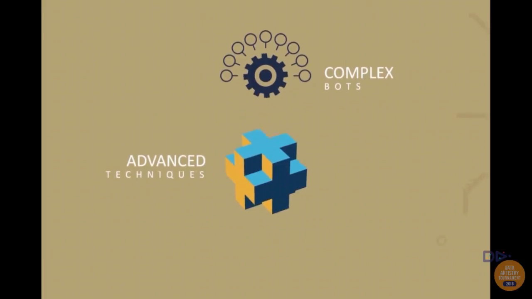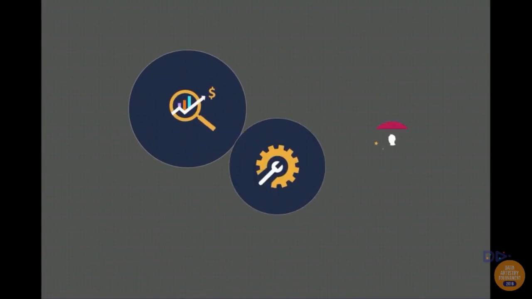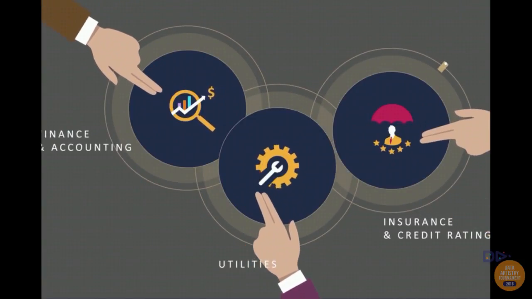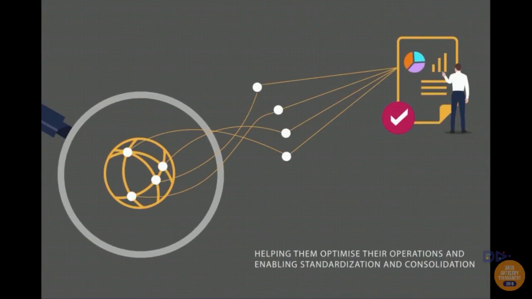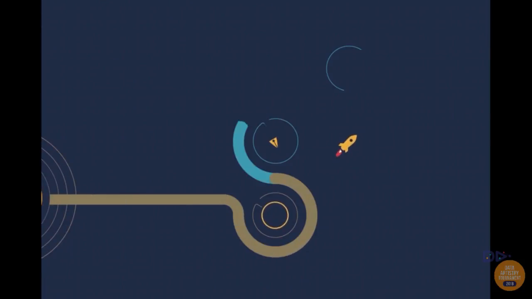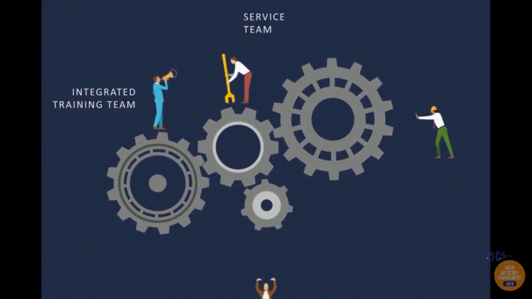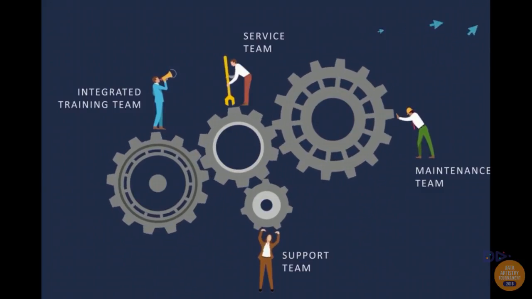The team has built bots for clients across industry verticals like finance and accounting, utilities, insurance and credit ratings, helping them optimize their operations and enabling standardization and consolidation. For every automation requirement, we employ a four-stage implementation timeline: discover, design, deploy, and maintain. A fully integrated training, service, support, and maintenance team ensures that the transformation is seamless and with minimal disruption to existing systems. At RRD, we are committed to delivering truly smart, highly scalable automation solutions tailored to your business needs.